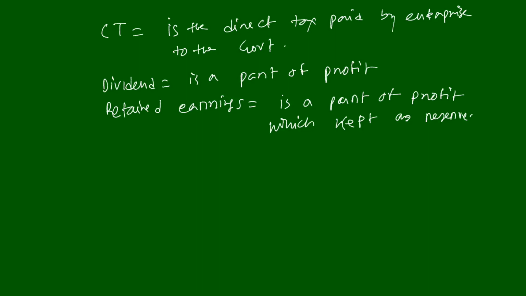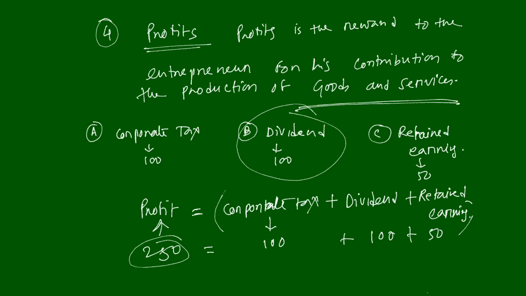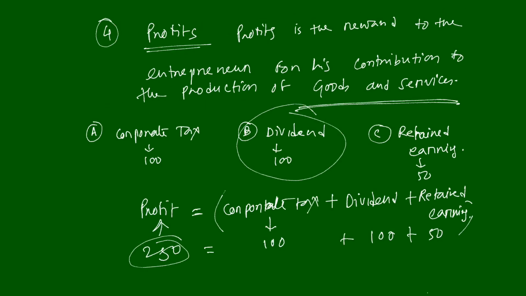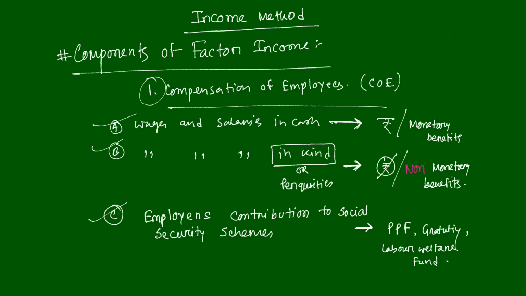So retained earnings, dividend, and corporate tax are already discussed. You must remember the formula for how profit is calculated. This is the basic theory part under components of factor income. Next day we will start some numerical questions related to the income method.